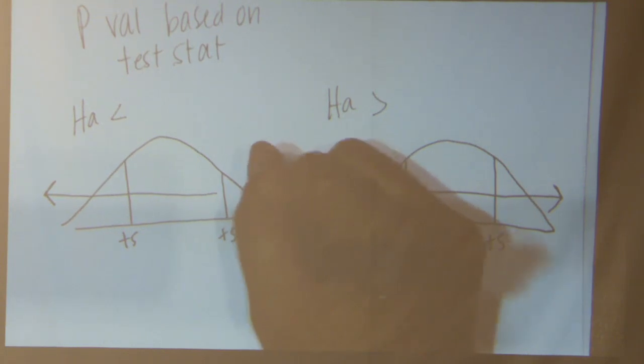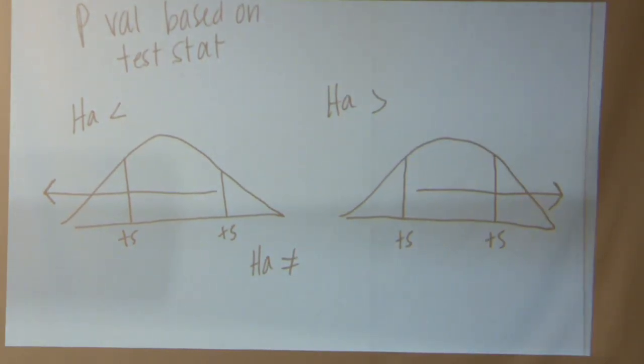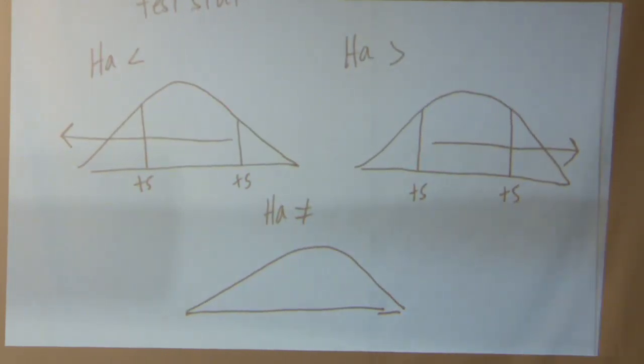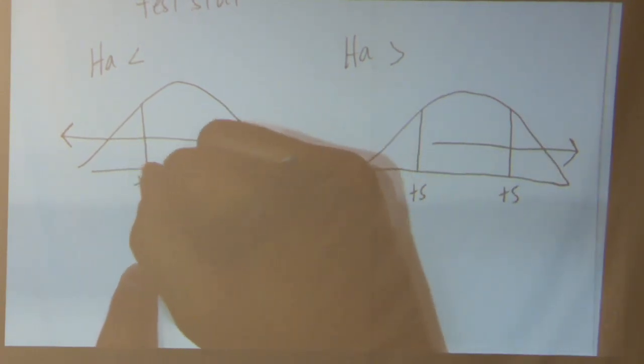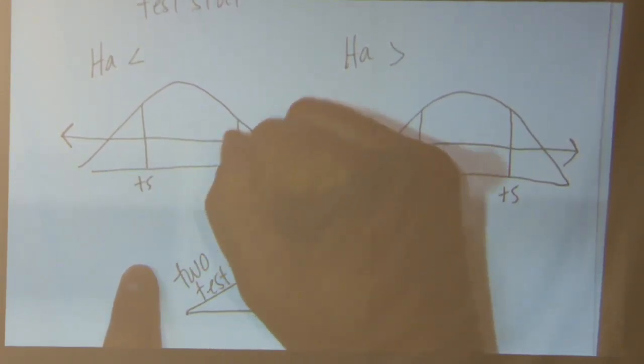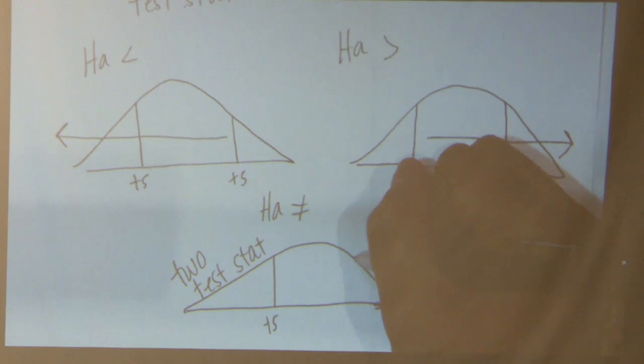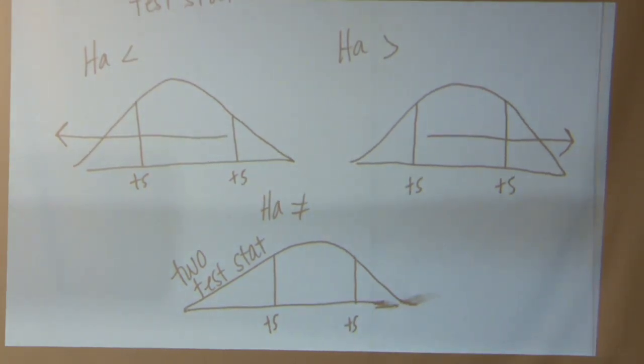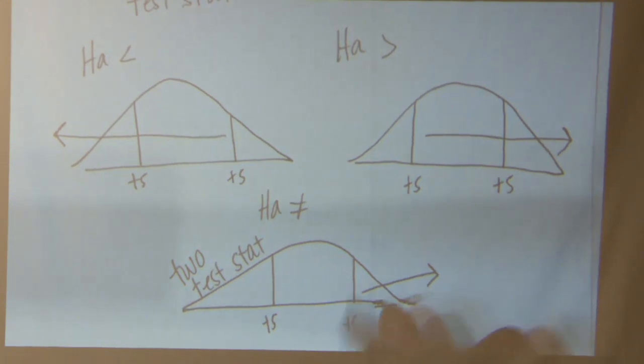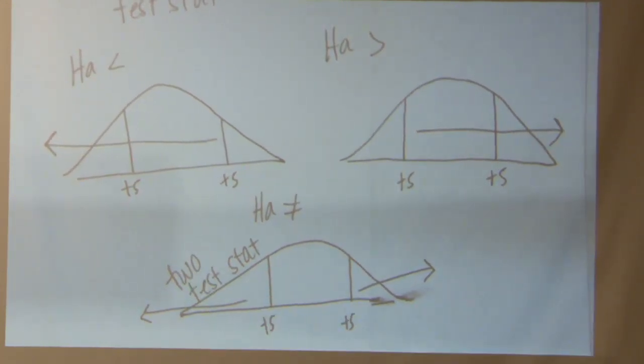Then if you're testing the alternative hypothesis being not equal to, we draw our two tails. This one's kind of, I guess, easier in terms of where to put the test statistic, because for the not equal to, you're going to have two test statistics. You're only going to get one from the formula, but you're going to take the positive and the negative value of the test statistic. So you're going to have one over here and one over here. And then your p-value is going to be everything to the right of the positive one and everything to the left of the negative one.